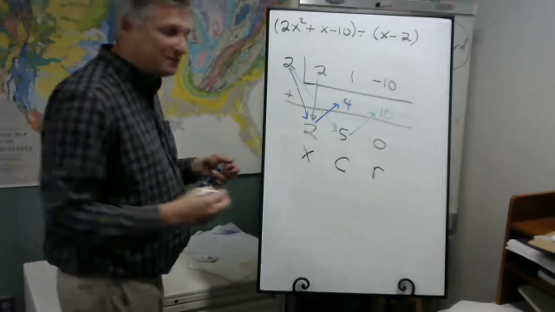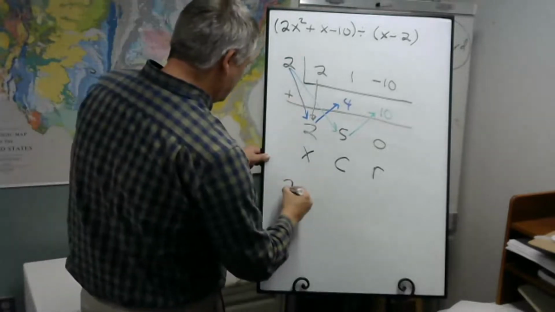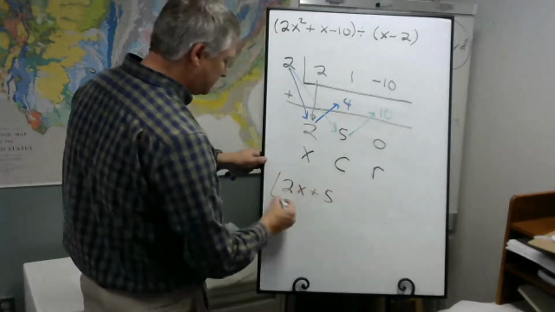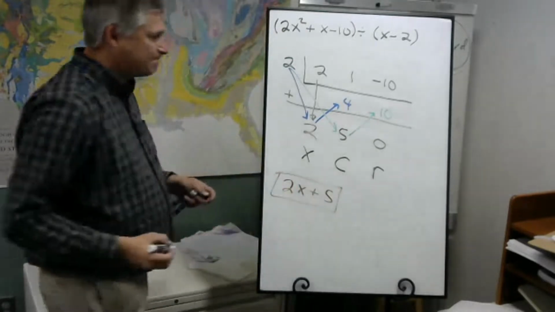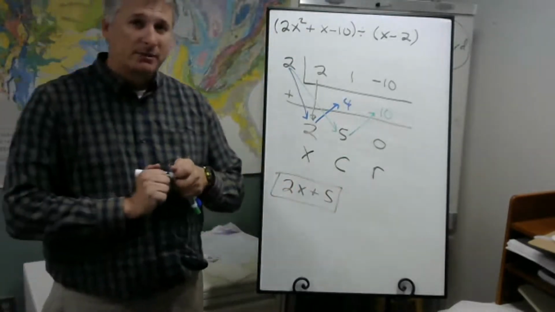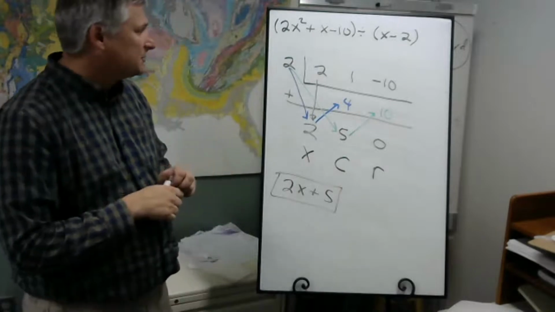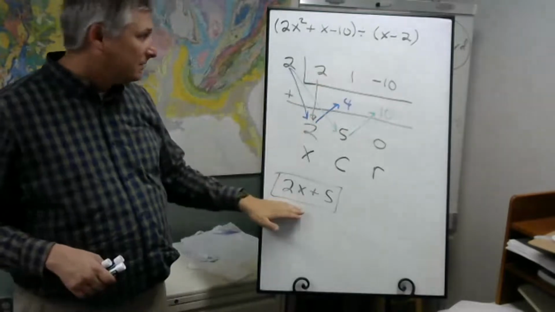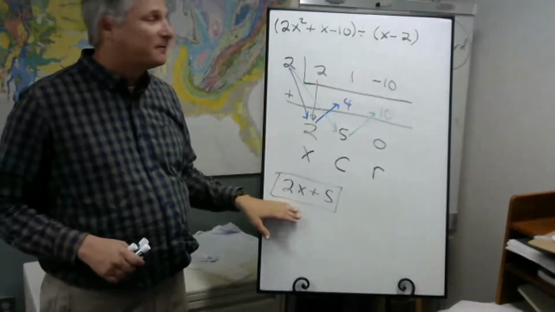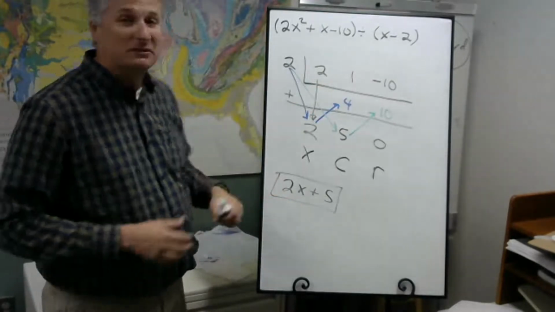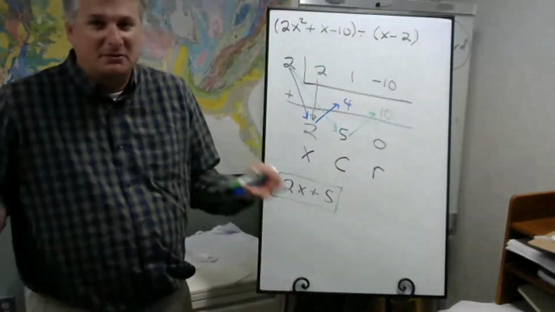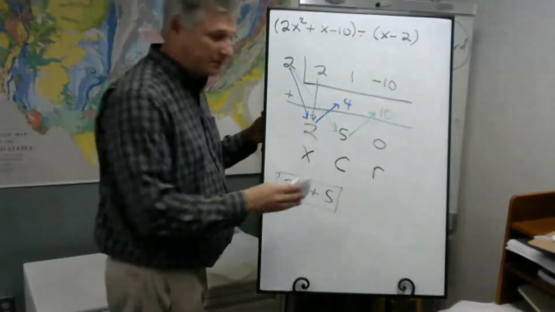So our answer is this: 2x plus 5, and we have a remainder of 0, so that's it. It's 2x plus 5. So this means if we take this polynomial, divide by x minus 2, we get 2x plus 5. All right. So again, this is one of those things where practice makes perfect. Let's do another one.